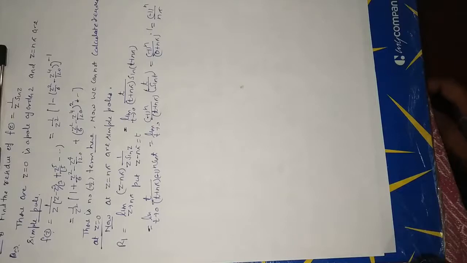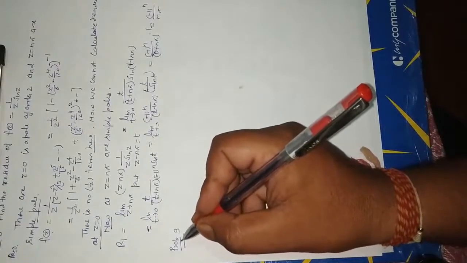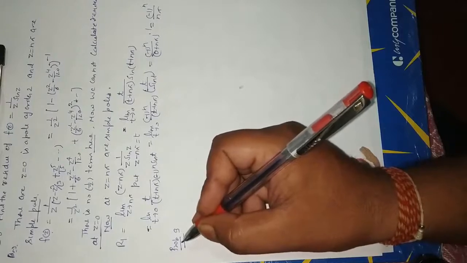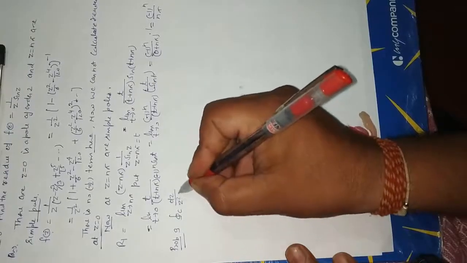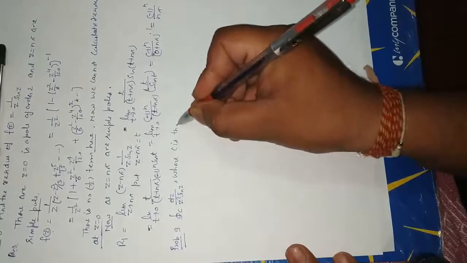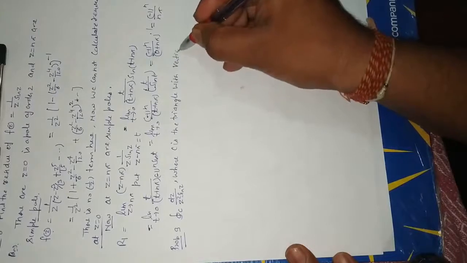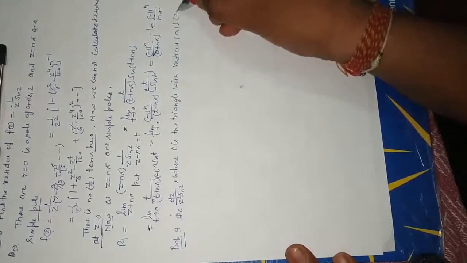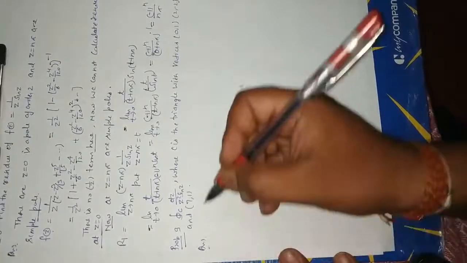Next question. Problem number 9. Now the problem here: integration over C, dz upon z square sin z, where C is the triangle with vertices 0, 1, 2, minus 2 and 7, 1. Okay.